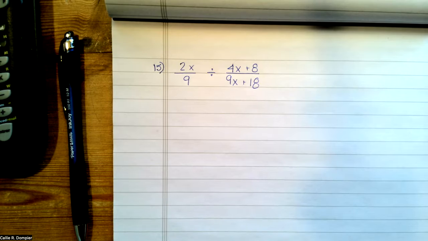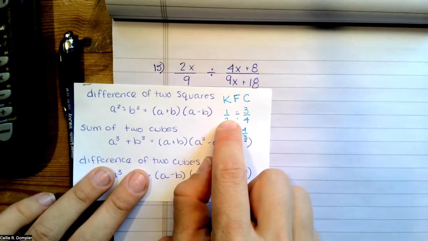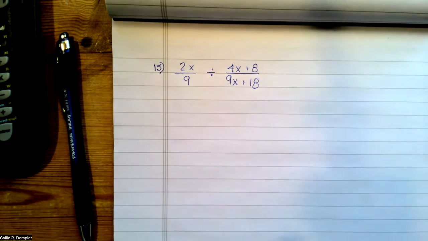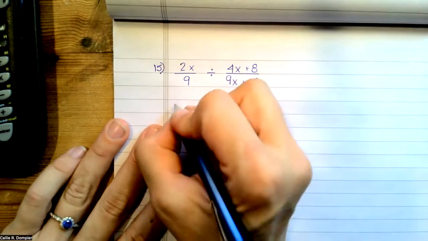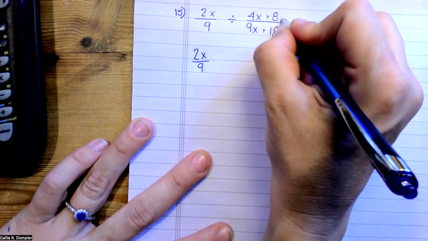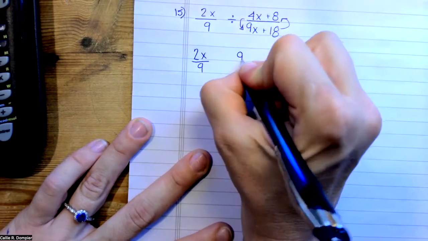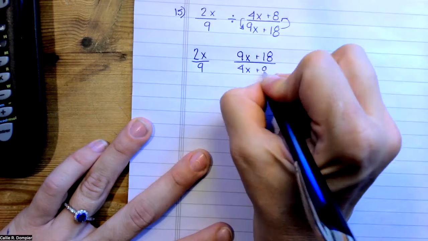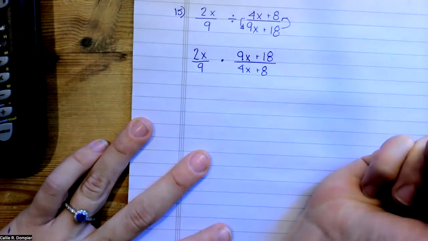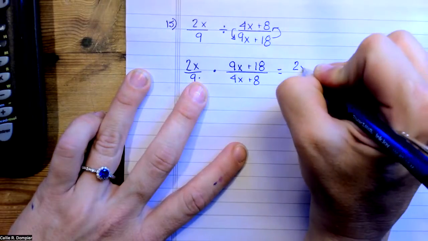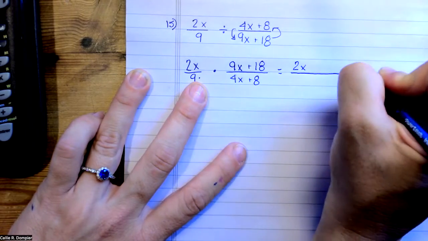All right, here's our first example with division. Remember, with division we just use KFC: keep the first term, flip the second term, change from division to multiplication. So we're keeping 2x over 9. We flip these, so 9x plus 18 on top, 4x plus 8 on the bottom, and change it to multiplication. These are already simplified as much as they can be.